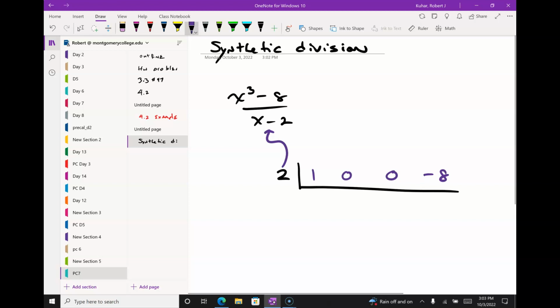And I bring down my initial value because I know it has to go in. I know x goes into x cubed, right?